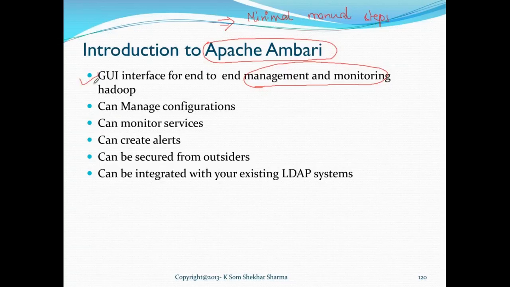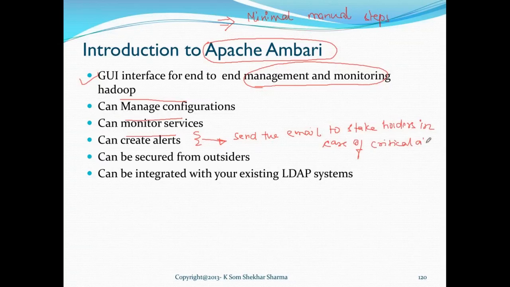So now Apache Ambari is your graphical user interface for the end-to-end management and monitoring of Hadoop. You can manage the configurations, you can monitor the services, you can create alerts, and if any critical alerts are coming up, you can send an email to the stakeholders. In case of critical alerts, what can be one critical alert? That HDFS storage consumed is more than 80%. It can be secured from outsiders. It can be integrated with your existing LDAP systems. All these things I mentioned, we are going to do as a part of our training.